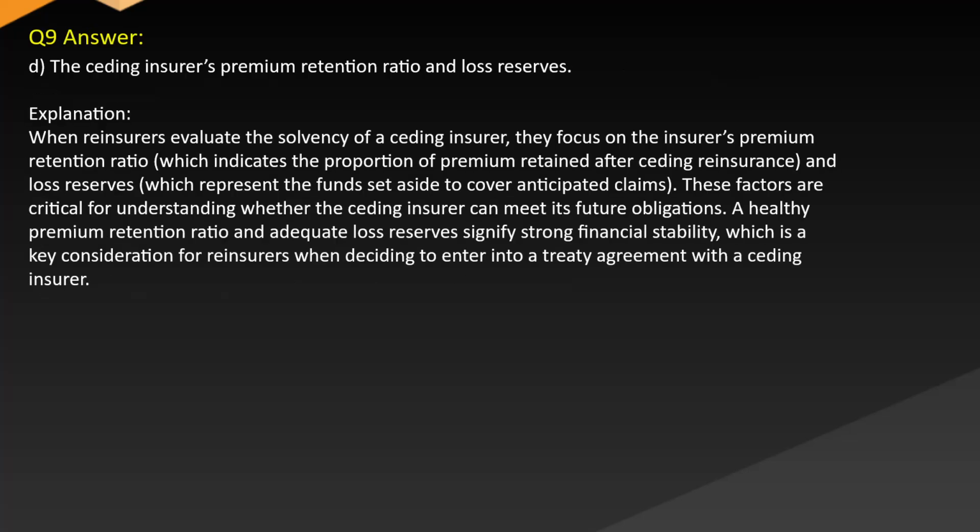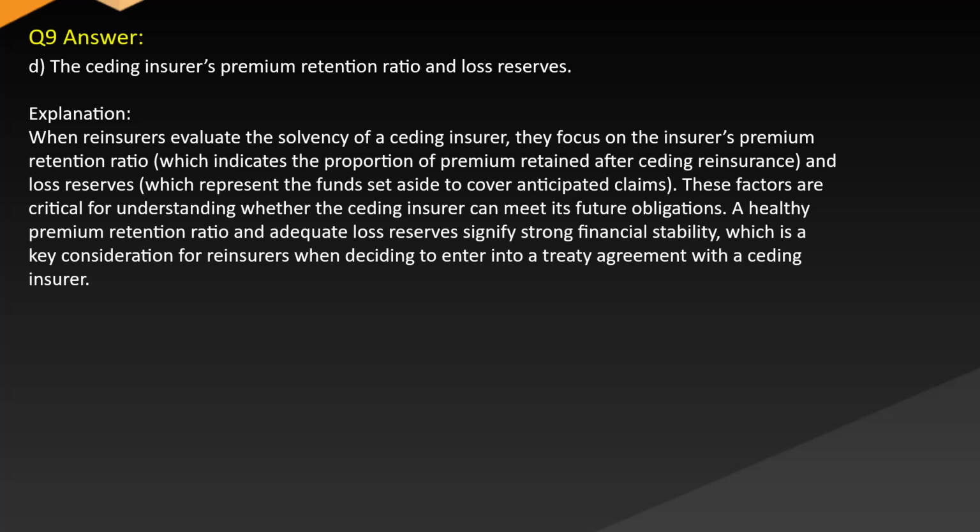Answer. D. The ceding insurer's premium retention ratio and loss reserves. Explanation. When reinsurers evaluate the solvency of a ceding insurer, they focus on the insurer's premium retention ratio, which indicates the proportion of premium retained after ceding reinsurance, and loss reserves, which represent the funds set aside to cover anticipated claims. These factors are critical for understanding whether the ceding insurer can meet its obligations.